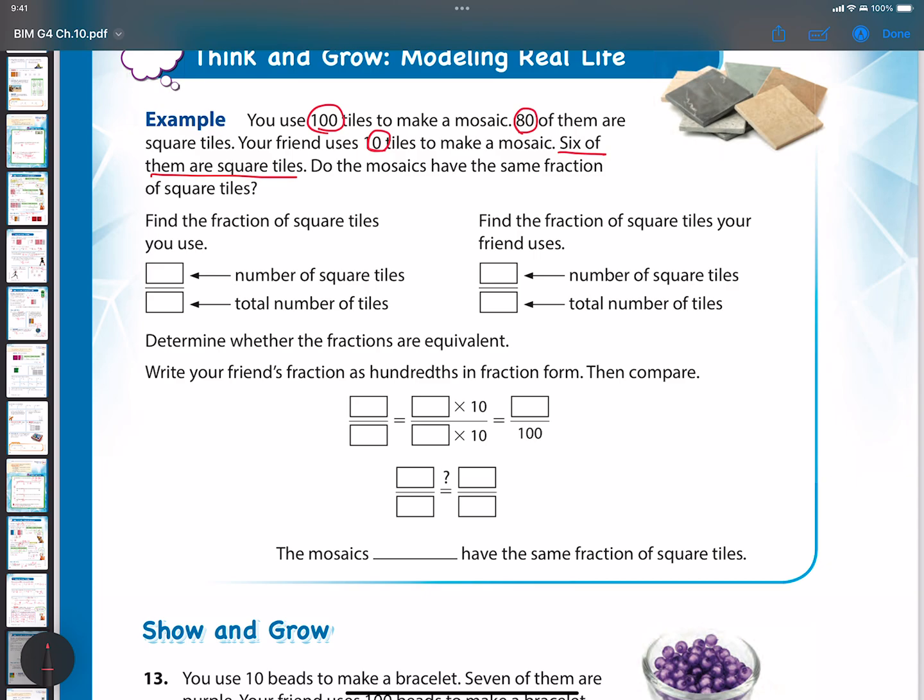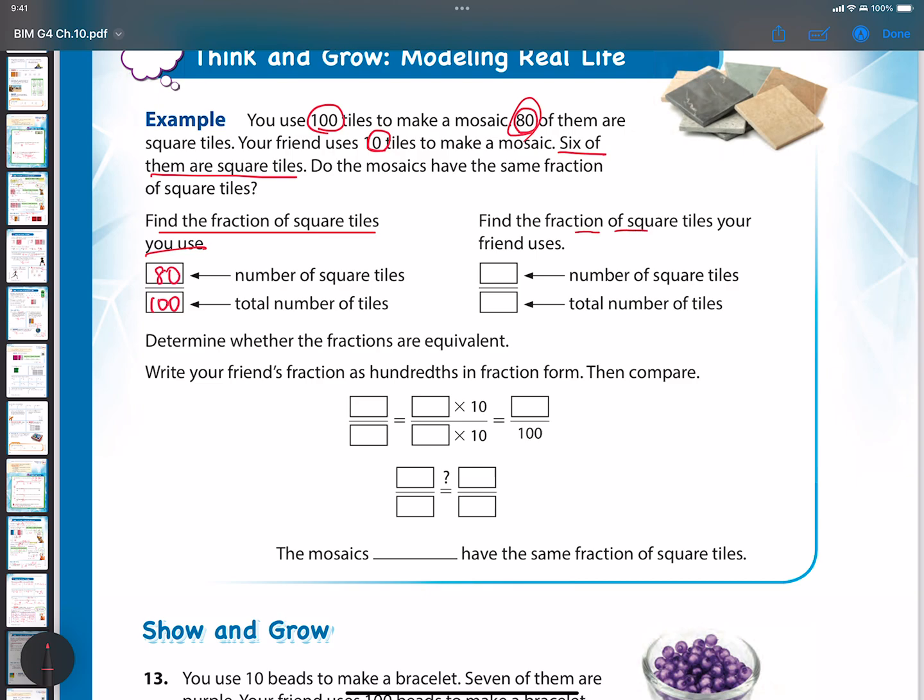Do the mosaics have the same fraction of square tiles? Now let's find out. Find the fraction of square tiles you used. How many tiles are there total? Yes, 100 tiles. And how many square tiles are there? We read it was 80, right?